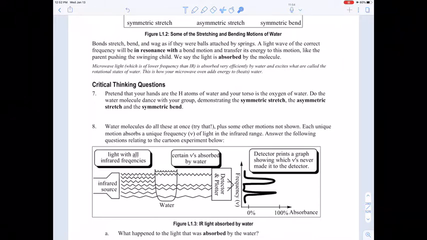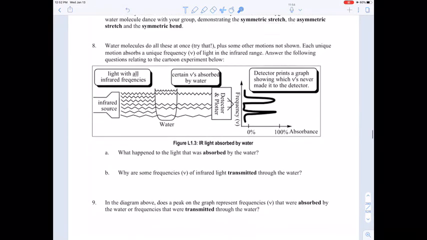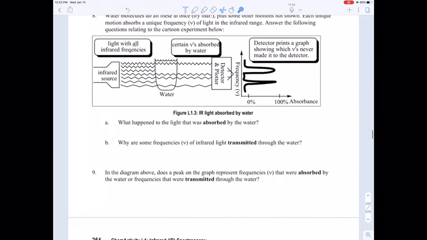Answer the following questions relating to the cartoon experiment below. Okay, on this we have our infrared source, which is heat. The different wavelengths and frequencies of light are shown by all these zigzag lines. Different frequencies mean different distance in the zigzag. And then we have a detector over here that can determine which wavelengths, which frequencies of light, make it from the infrared source all the way over to the detector. Notice that some of them are not coming through.